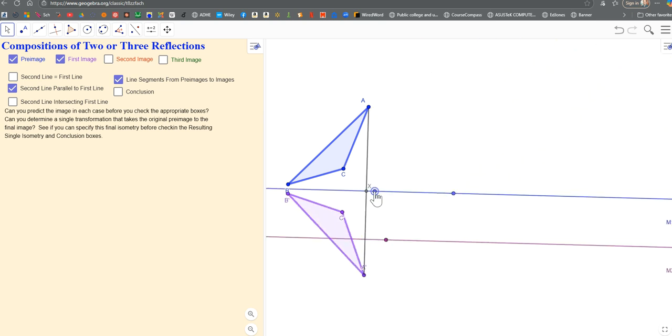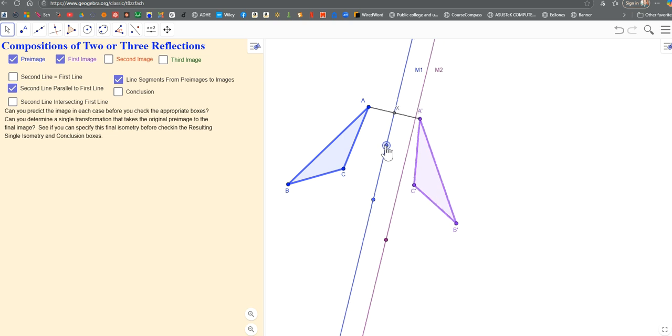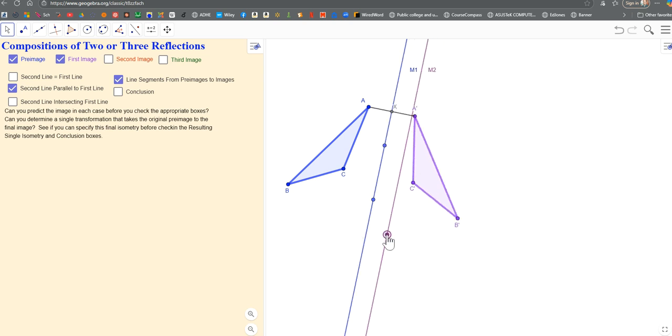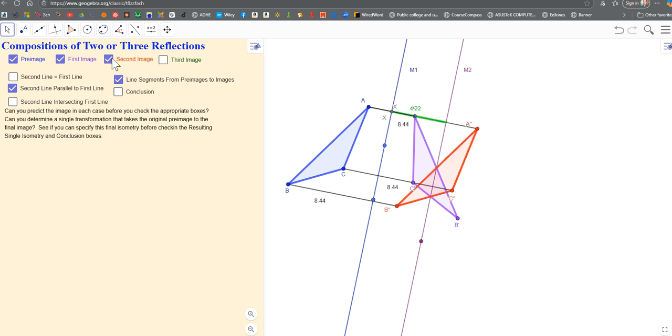Let me make this a bit closer. Now reflect that one over there. That's interesting. So how does the final image compare to the first one? Can you tell by just looking? What do you think? Is it a reflection, rotation, translation? Well, hopefully you can see that that is a translation.